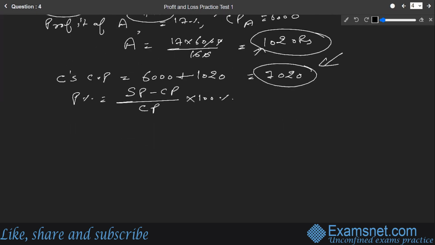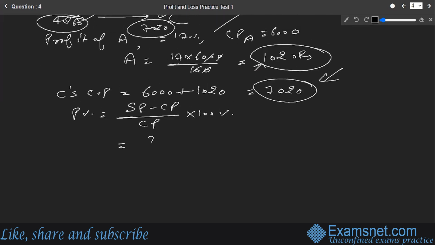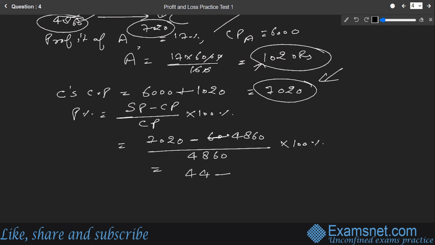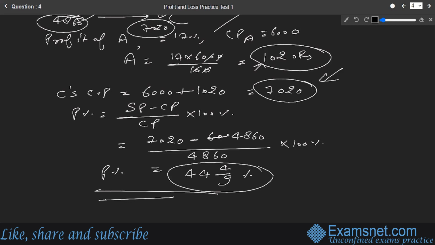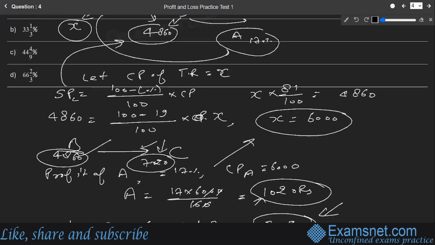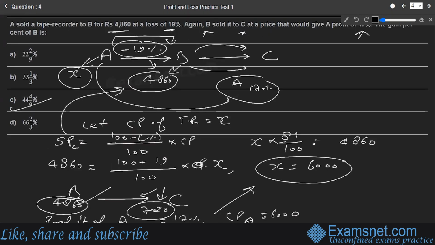Okay, so let us solve this. We know the selling price and cost price. It is 7020 minus 4860, because the cost price of B is 4860, divided by 4860 into 100%. If we solve this further, this comes out to be exactly 44.4 by 9%. This is exactly the profit percent or the gain percent of B, 44.4 by 9%, and that is the right answer, which is available in option C.